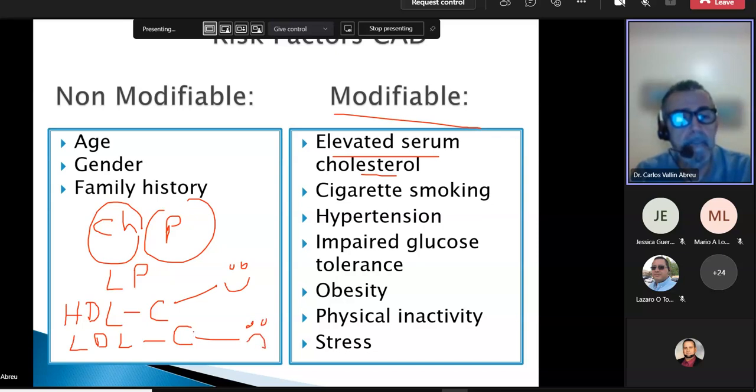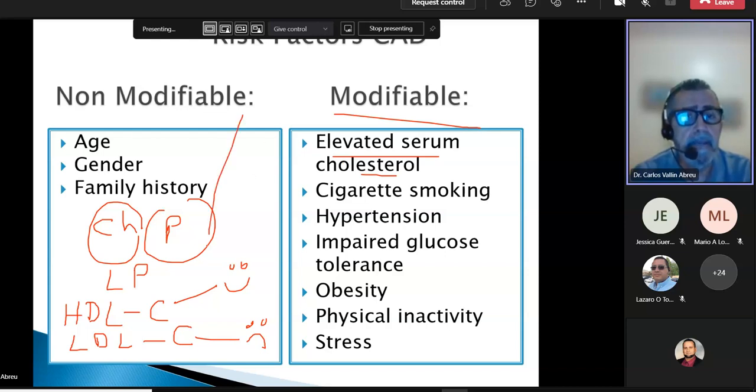It's the same cholesterol, but this protein introduces the cholesterol inside the arteries. This protein, by the contrary, removes the cholesterol from inside the arteries. So the HDL is good, the LDL is bad.